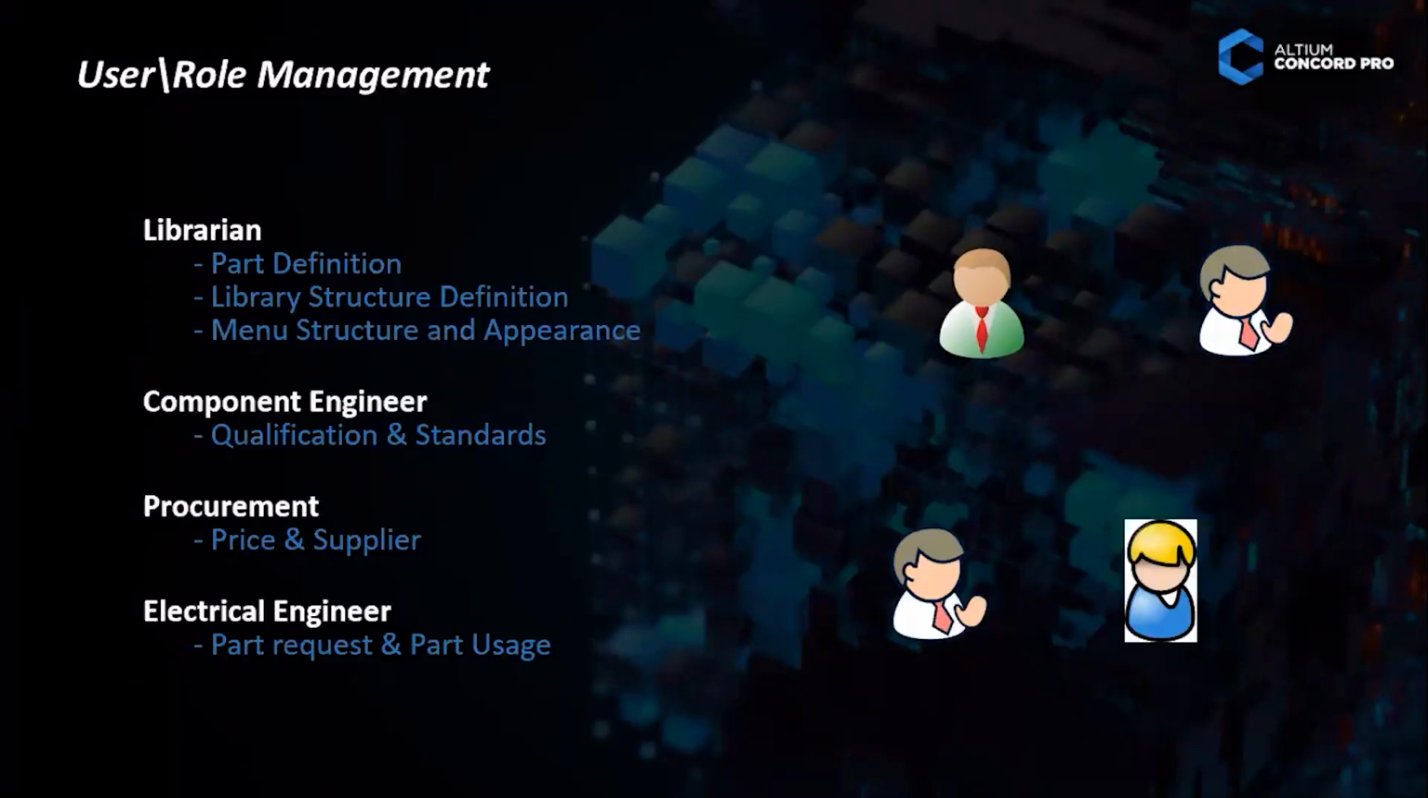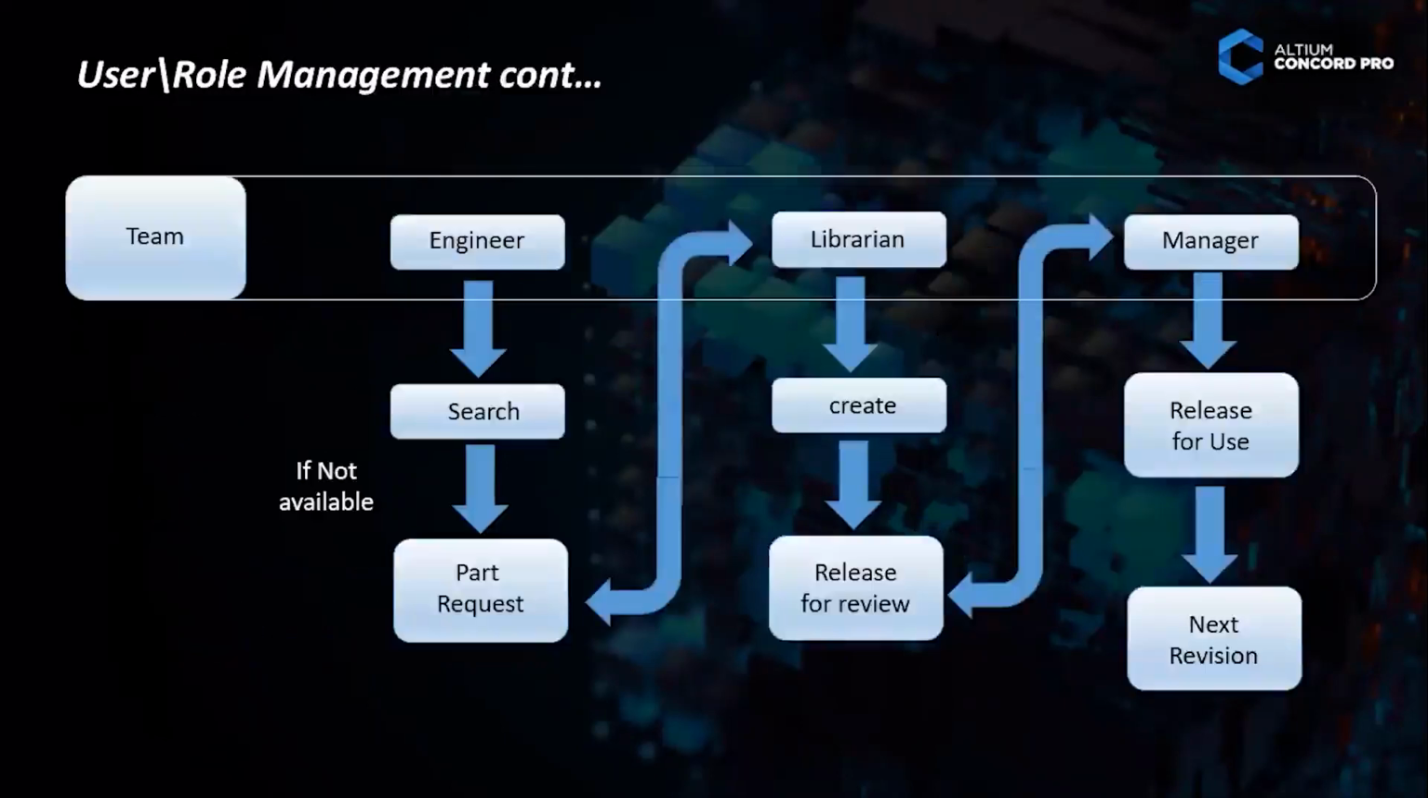So this is a general structure, but in some companies we have different users and role management. Like in the next slide, I'll show you. So this is a typical example. One more example: there will be an engineer, who is the user who is going to use the component library, and the librarian, he will create the component, and the manager, he will review and approve it. So this is just a workflow.